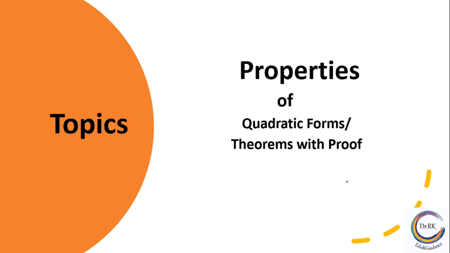Today's session is a continuation of the last session, where we discussed quadratic forms and solved some problems, and also discussed rank, index, signature, as well as properties of quadratic forms. Today we'll continue the discussion, where we'll try to prove some of the properties related to quadratic forms.